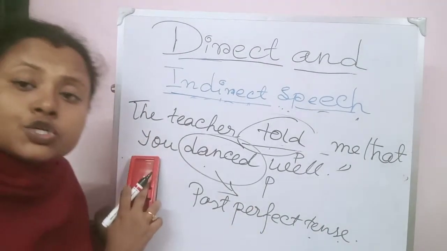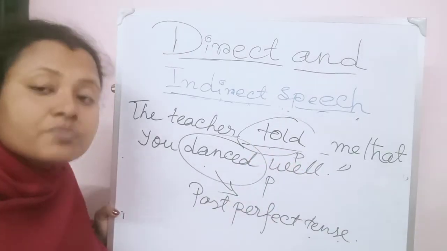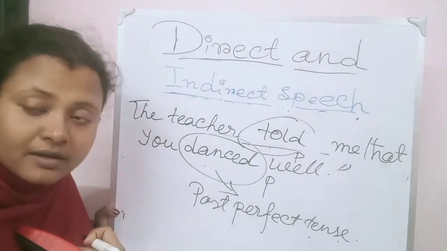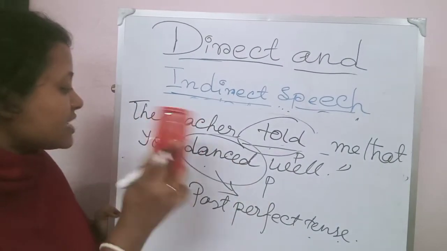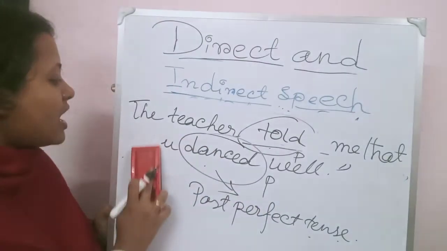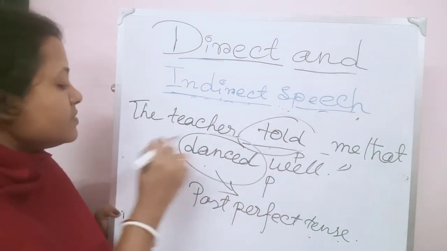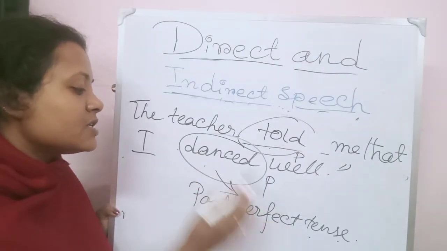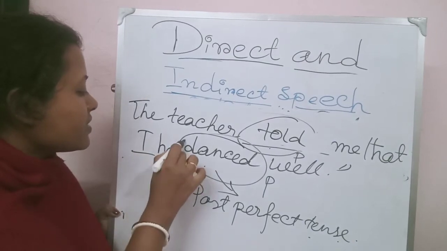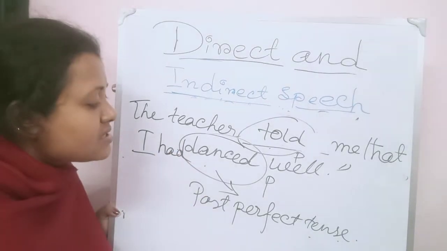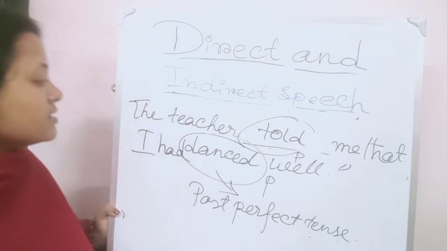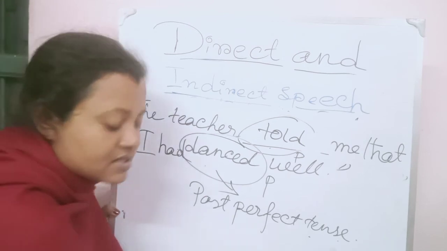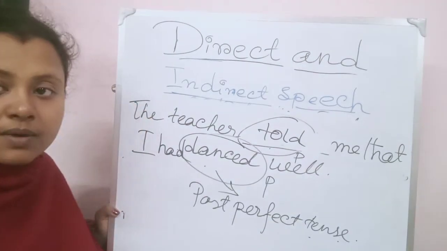Okay, so who is "you" over here? The teacher is talking to me. The teacher is telling me. So that is why "me" refers to "I." I am the person who danced well. So that is why the teacher is praising me. So the teacher told me that I danced well. So "danced," here I told you the past perfect tense will be used. So I had danced well. Okay. So the teacher told me that I had danced well. This is the sentence. Do not give inverted comma.